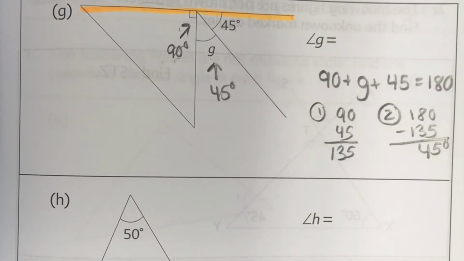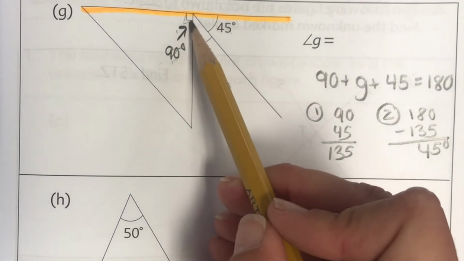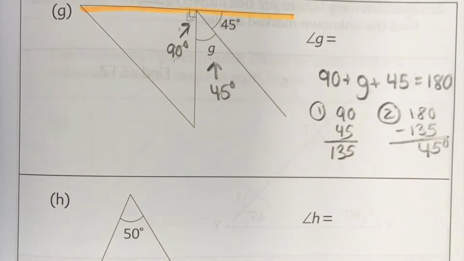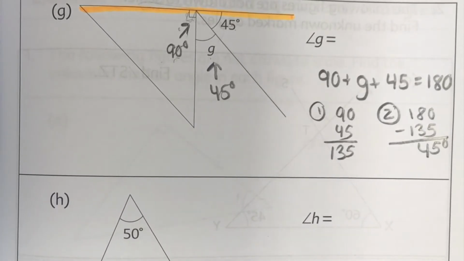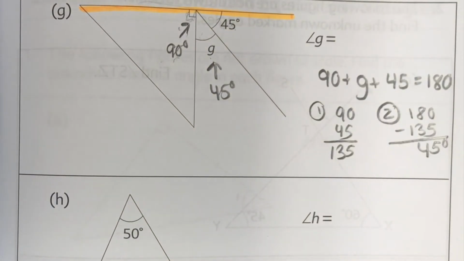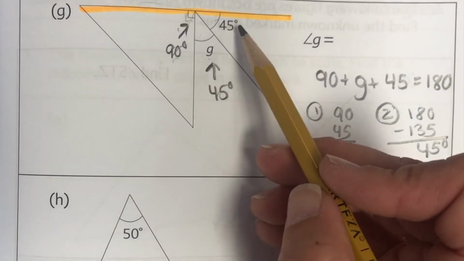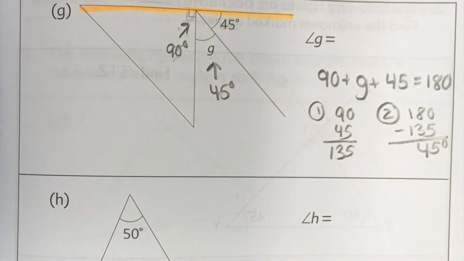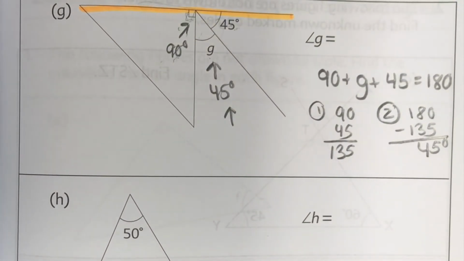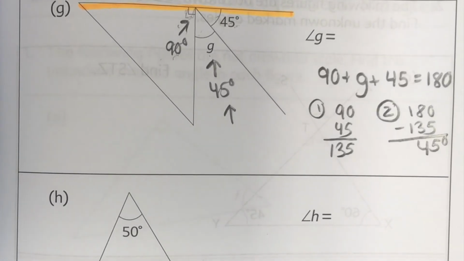You also may have seen that if this is 90 degrees and the whole line is 180, maybe in your head right away you did 180 minus 90 equals 90 degrees. And then you'd know these two angles have to add up to 90 degrees. And you could have subtracted the part you know, 45, from 90 degrees, and you also would have gotten 45 degrees. All right, let's look at the one just below this.